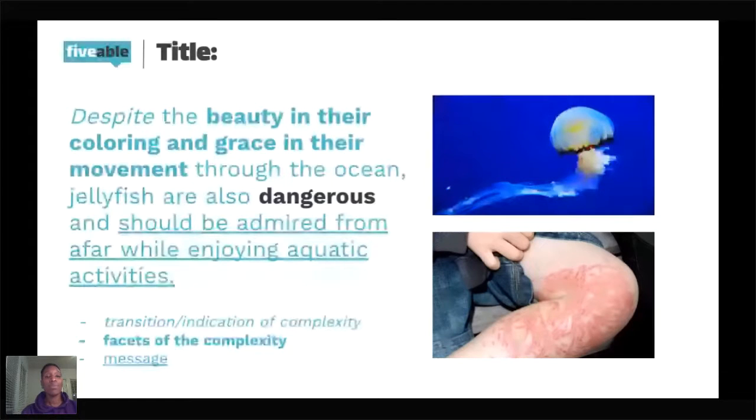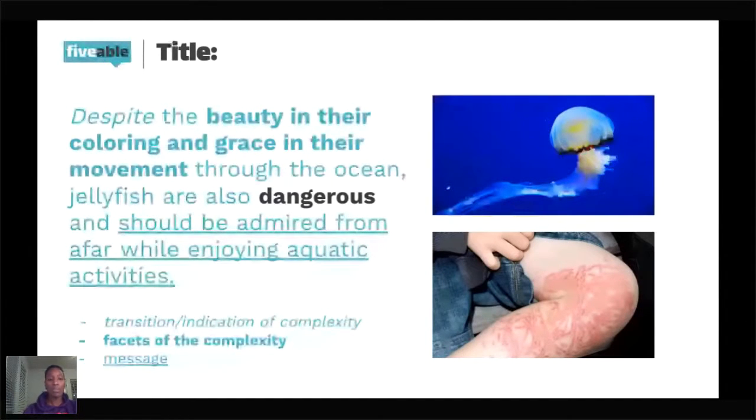So again, we've got an indicator of the complexity. We have what the facets are of that complexity, how there is some tension, and then the message that we're giving, which in a thesis would be more like a theme, or what the relationship is. But I've established that I get it. I know what these sides are. And not only am I saying they are beautiful and they are dangerous, but there's a message there that I'm establishing. I'm making an argument about jellyfish that they should be admired from afar.